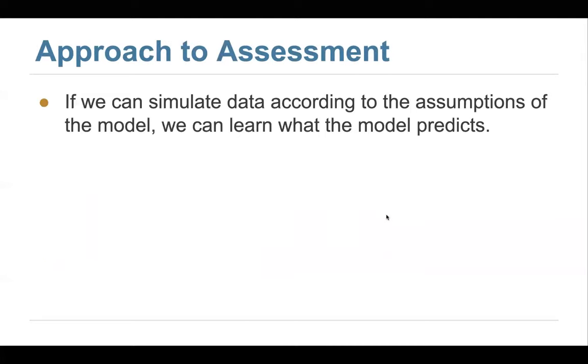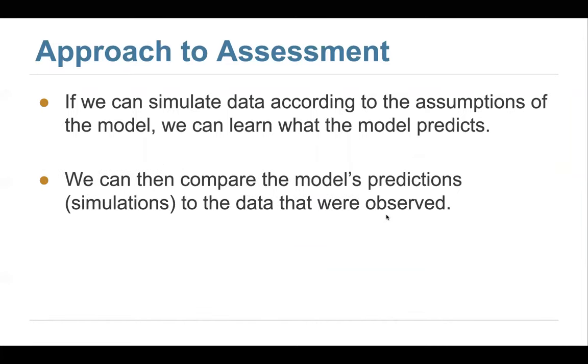And so how did we do that? Well, firstly, if we can simulate data according to assumptions of the model, we can learn what the model predicts. So in that case, we could simulate what happens if 26% of the population is Black and you actually randomly sample people from that population. So we actually did that. We simulated that many times. Sometimes we got like 15 people out of 100 that were Black. Sometimes we got up to like 35, but we never really got any jury simulations where there were only 8 people out of 100 that were Black.